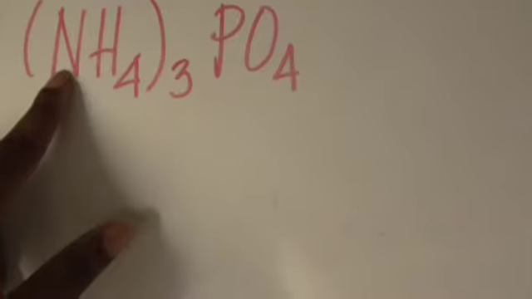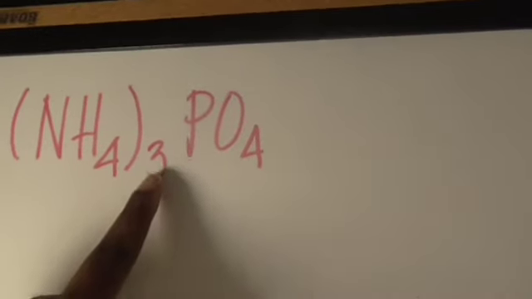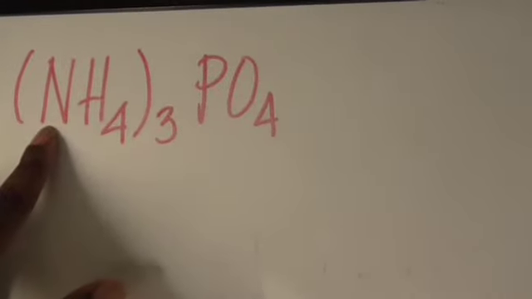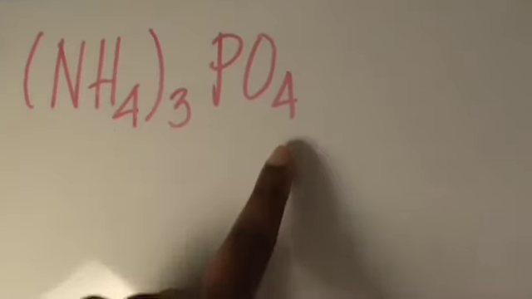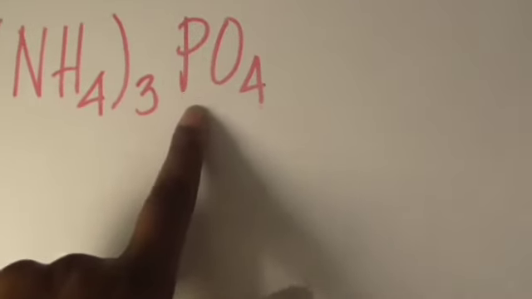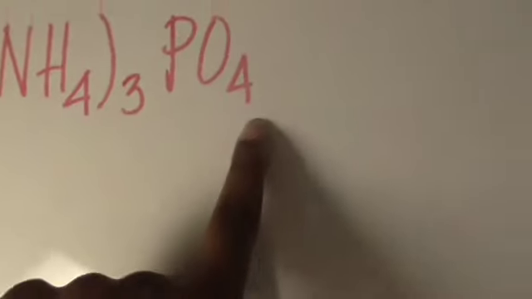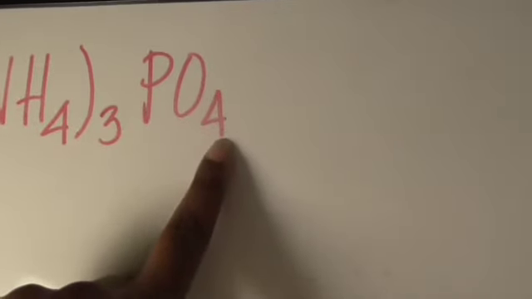There is 1 tabletop and 4 table legs, but there are 3 sets of tables. So again, there's 3 of the N's, and there's a total of 12 of the H's. Okay, the PO4, there's only 1 of the P because there's no subscript here, and there are 4 O's working backwards. Remember, the subscripts apply to the thing before it.